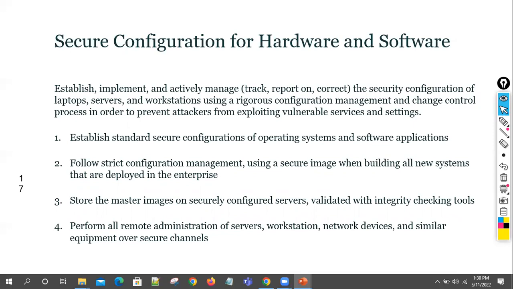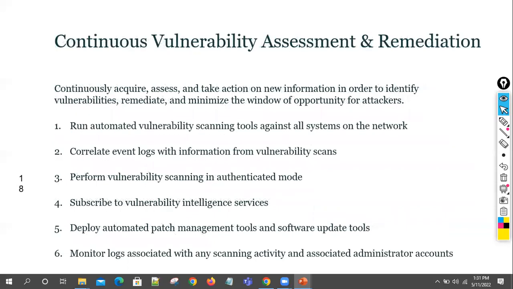Secure configuration of hardware and software. We need proper secure configuration of the operating system and software we have in the organization. We need to establish proper secure configuration, follow strict configuration management, and perform all the related administration of the servers.